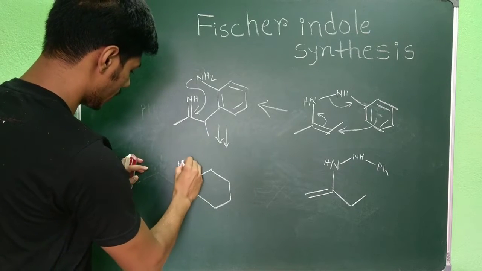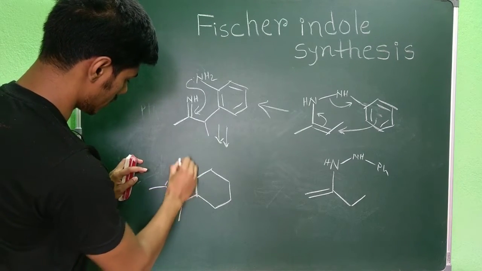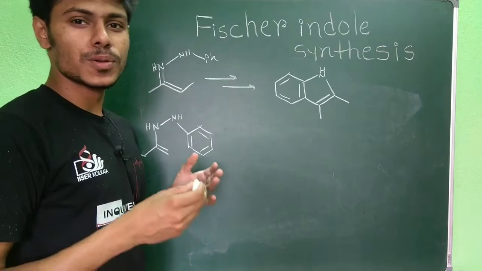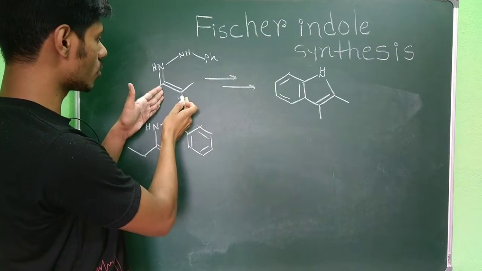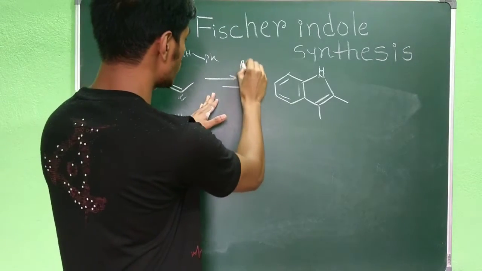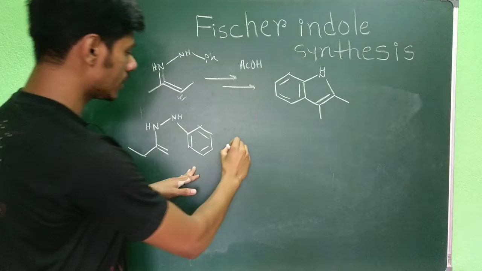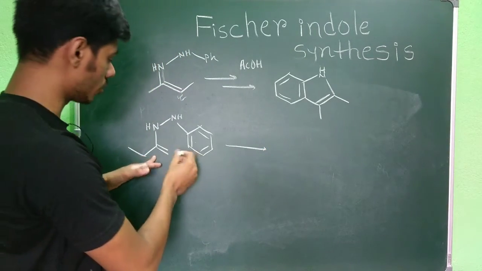So here you will have nitrogen, this and this. So this indole you will get from this. So we have seen that when the enolization takes place from this more substituted side, then we get this product, and this occurs in weak acidic medium, for example acetic acid. And now we will see when the enolization takes place from this less substituted side, what will happen.